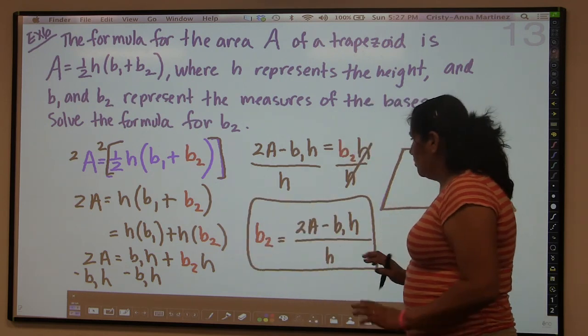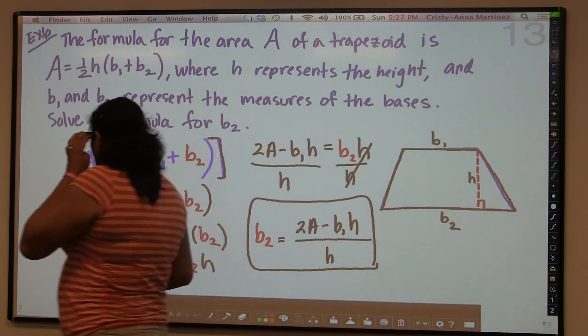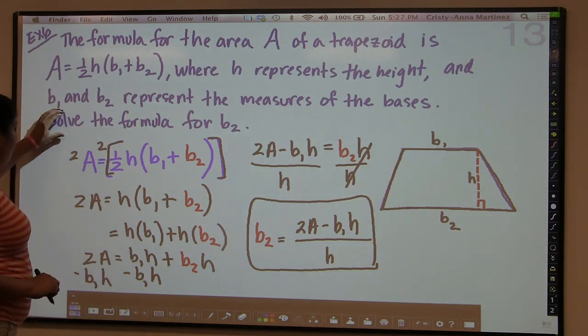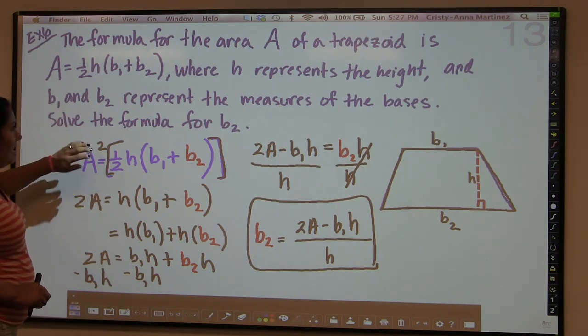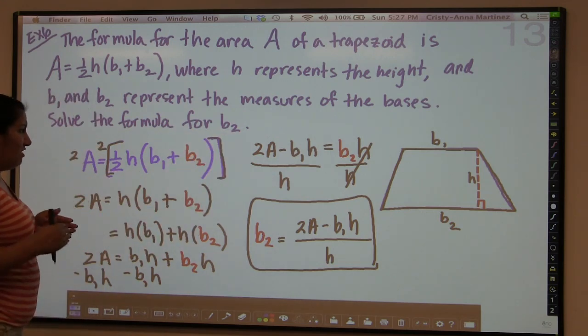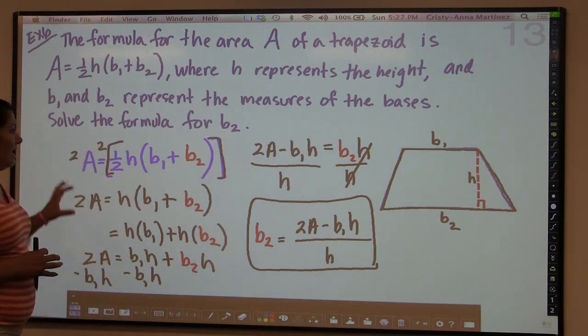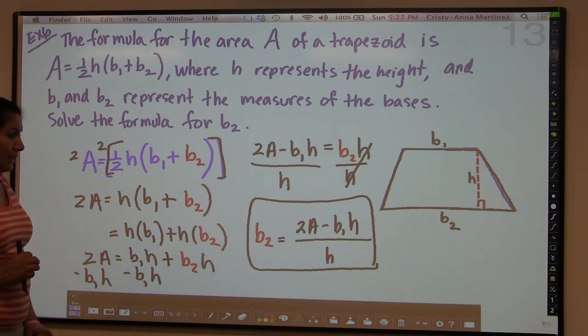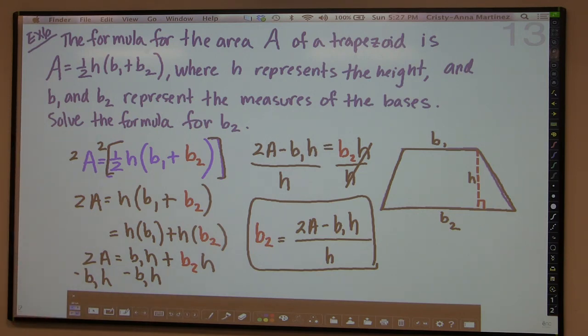So again, what I hope that you got from the example was that you need to know which variable they're asking you to isolate. They're asking us in this case to isolate b2. So then that variable is the one that becomes important, and everything else just gets treated like a number. So I hope that that has been helpful to you.